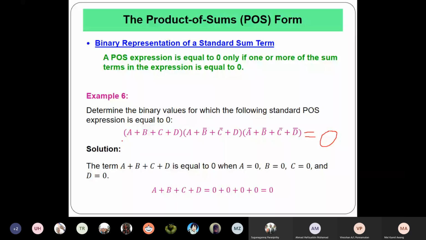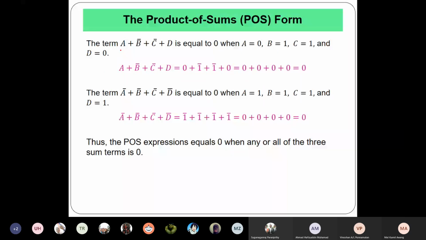So, for this term, all must be zero in order to make it zero. For this term, you need A to be zero, B to be one, C to be one, and D to be zero to make it zero. And this term, you need all to be one in order to make it zero. So the POS expression is equal to zero when any or all of the three sum terms is zero. It's either this zero, that zero, or the other one is zero.